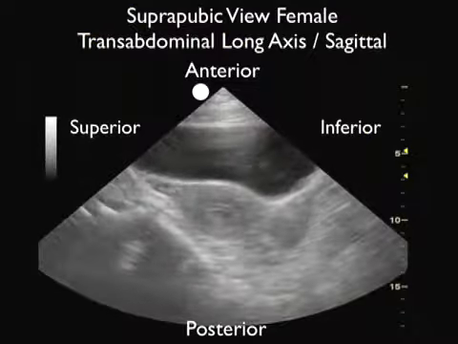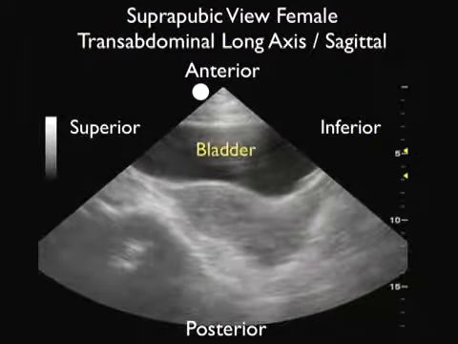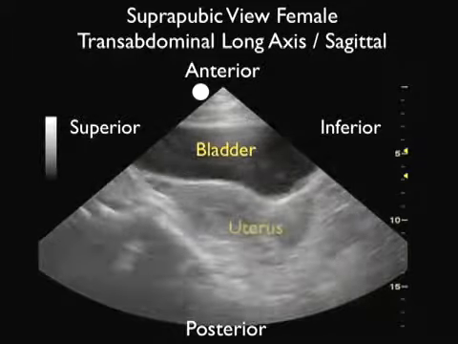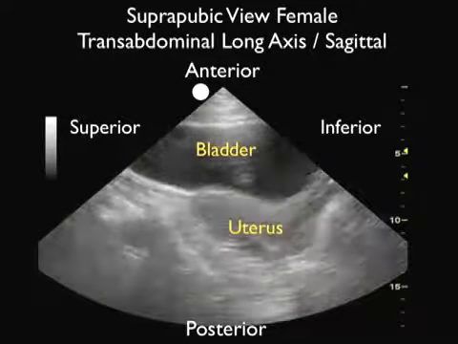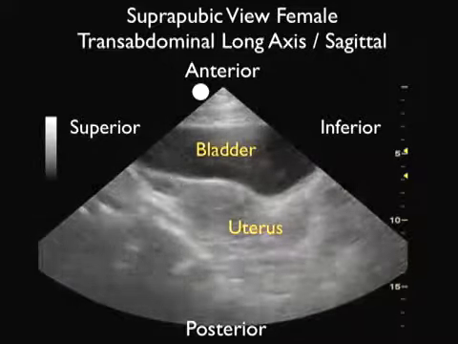Here's the resulting ultrasound image as taken from the transabdominal long axis or sagittal cut through the female pelvis. Remember that we have the probe marker oriented towards the patient's head, therefore superior will be towards the left of the screen, inferior to the right.